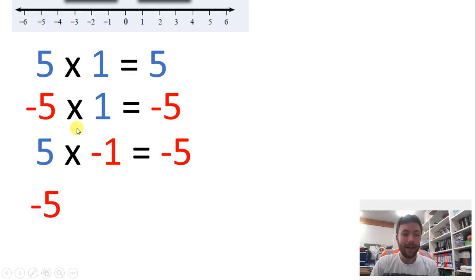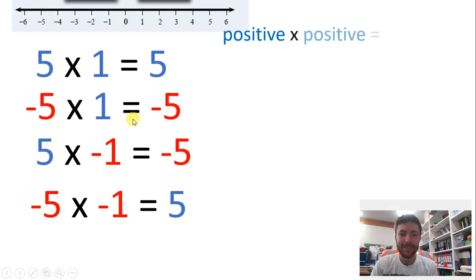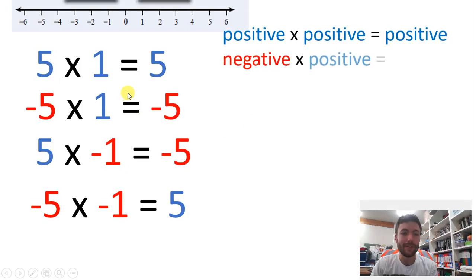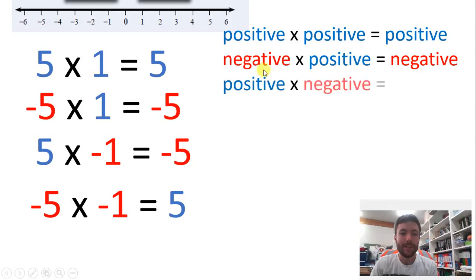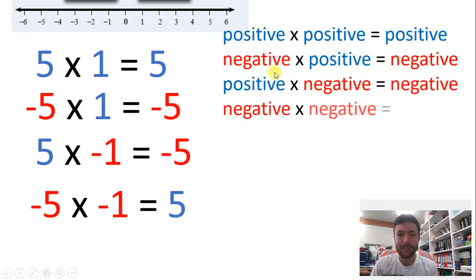So let's say now we have minus 5 times by minus 1. Here we saw that if it's a positive and a positive, it's going to equal positive. If we give a negative times by a positive, we're going to get a negative. If we have a positive times by a negative, it's going to give a negative. Now if we have two negatives, it's going to give us a positive. So we can see that here: a positive and positive equals positive, a negative and positive equals negative, a positive and negative equals negative, and a negative and a negative equals a positive.